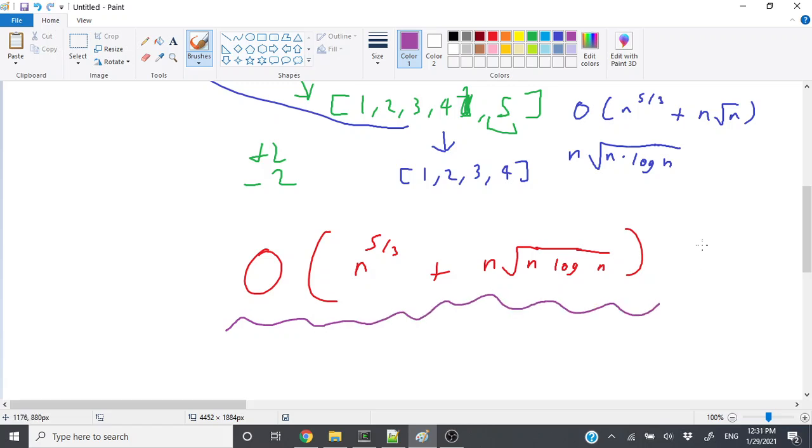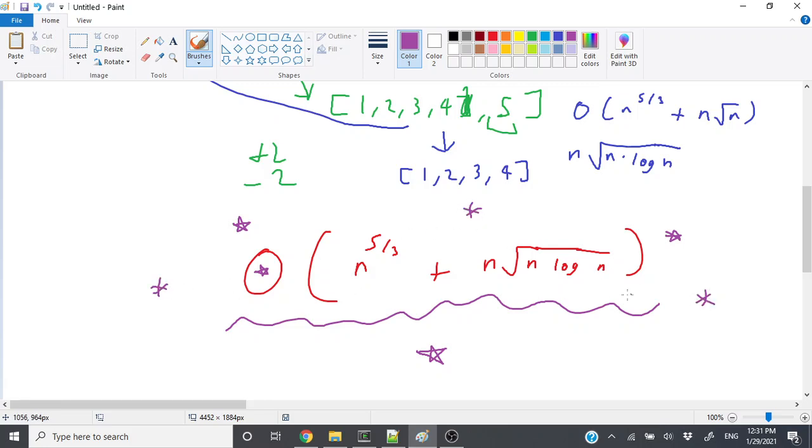Magic complexity. Put some stars around it, maybe. Some disgusting stars, because I can't draw for the life of me. I don't know, I'm having fun here.